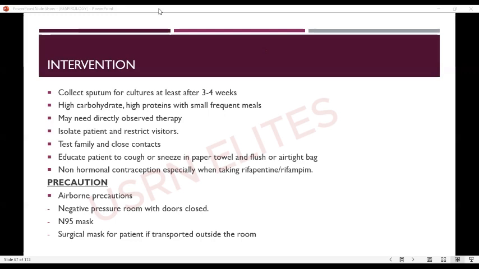Please, who will answer this question for me? Madam's question: do we need to get positive for all the 3 sputum samples or only 1?